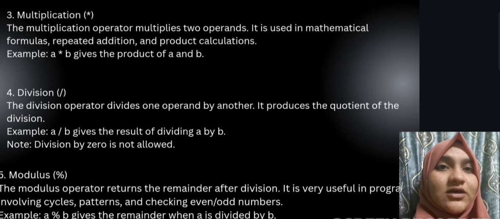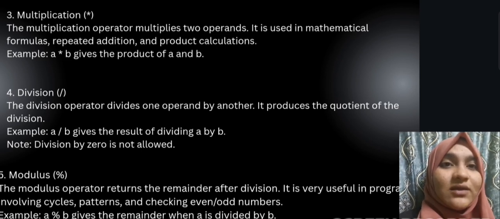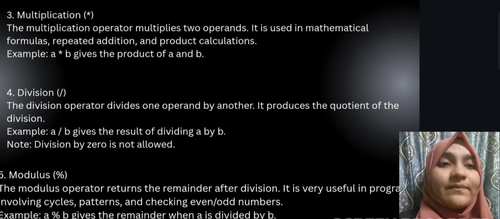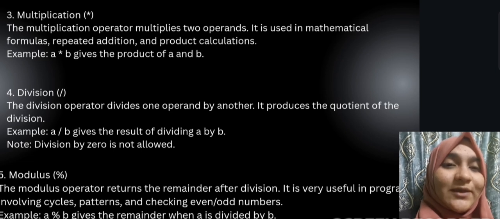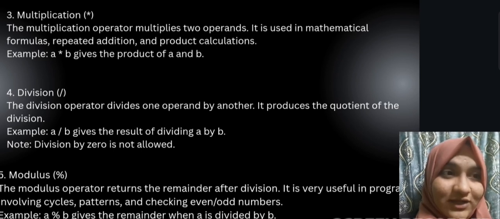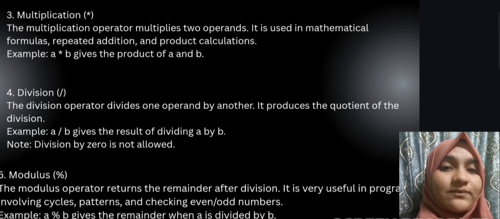And third one is multiplication. The multiplication operator multiplies two operands. It is used in mathematical formulas, repeated addition, and product calculations. Example: a star b gives the product of a and b. Division. The division operator divides one operand by another. It produces the quotient of the division. Example: a slash b gives the result of dividing a by b. Note: division by 0 is not allowed because division by 0 is infinity.